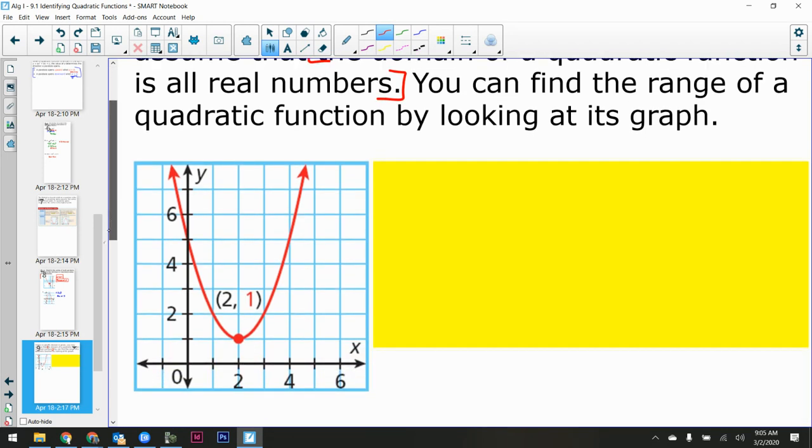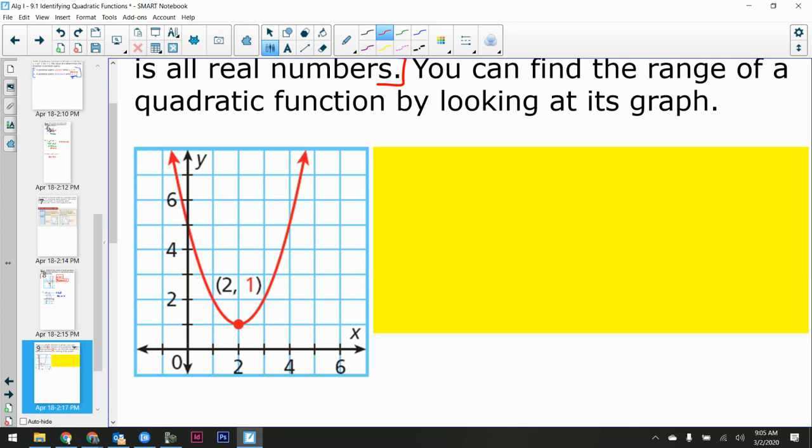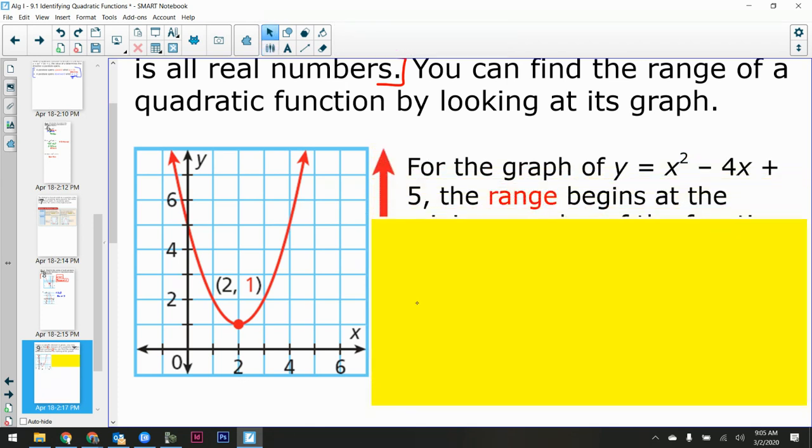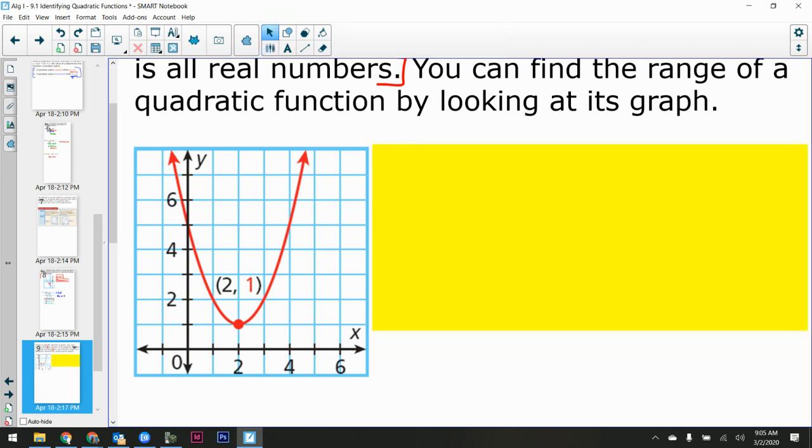So I ask you for the first example that we have here: what's the domain of this function? I just told you what the domain of any quadratic is. Looking at all the possible x values, what's the domain of any quadratic? There you go, all real numbers. The domain is all real numbers. I'll just write it up here.